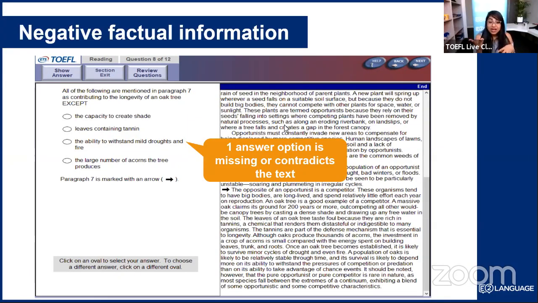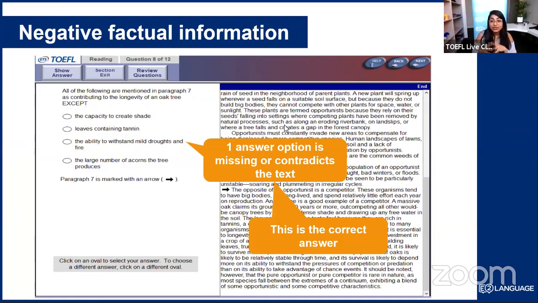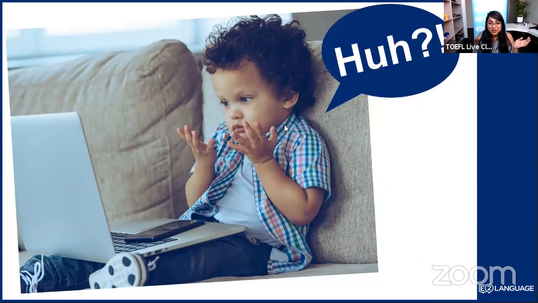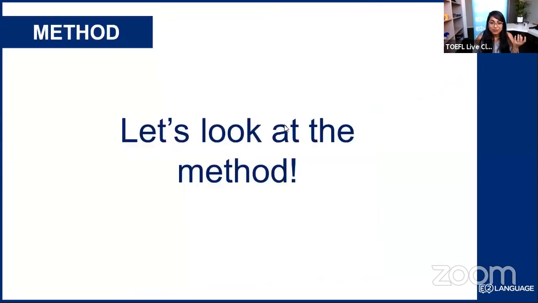The correct answer here is the one that's missing elements from the text or it contradicts the text. So either it's not mentioned at all or it says something that is the opposite of what the text says. And that's the one that's the correct answer. So if you feel a little confused, if you feel like this baby right here, don't worry. We'll look at the method and then we'll look at a question and then it'll be clearer, hopefully. All right, let's look at the method now.